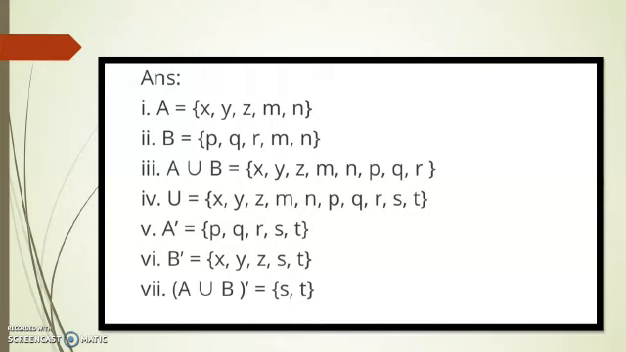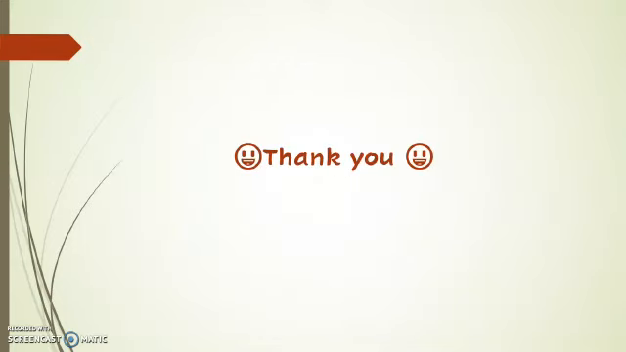A union B, that is, you have to write all the elements of A and B together without repeating the elements. So A union B is equal to X, Y, Z, M, N, P, Q, R. U equals X, Y, Z, M, N, P, Q, R, S, T. A complement equals P, Q, R, S, T. B complement equals X, Y, Z, S, T. A union B complement equals S, T. That's all. Thank you.